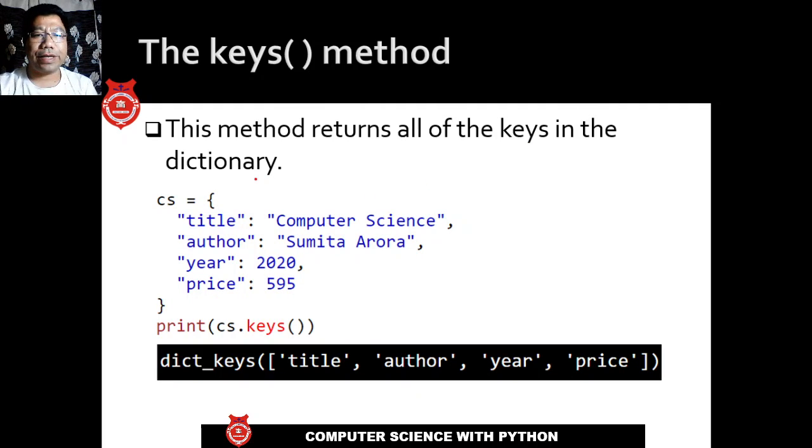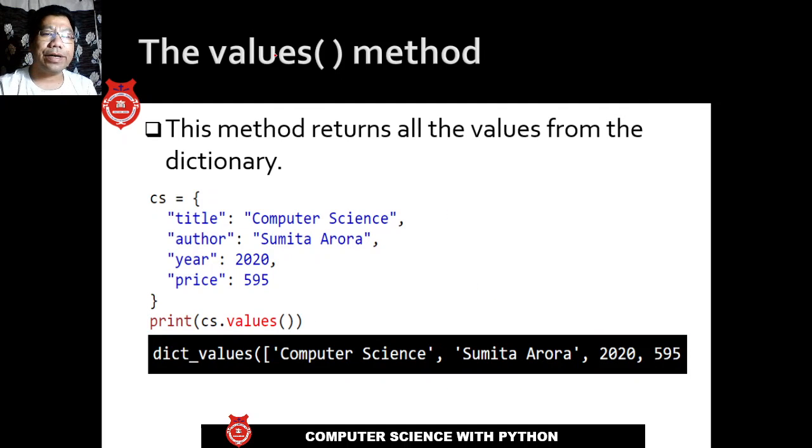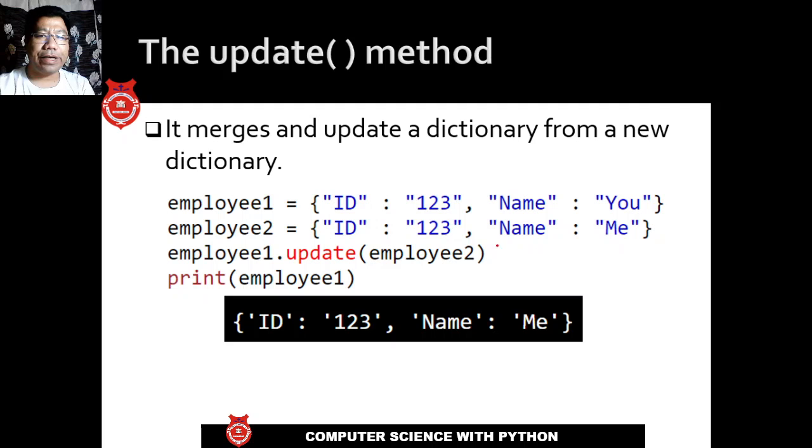The next one is the keys method. This method returns all the keys in the dictionary. I already demonstrated it in the first part of this lecture. So the keys method will return all the keys like title, author, year, price, etc. And another one is the values method. The values method returns all the values. For example, if we use the same dictionary and say cs.values, I get all the values, not the keys.